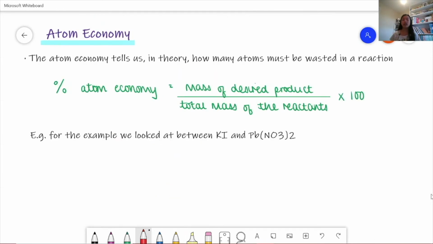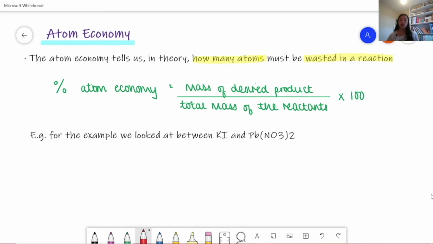Now we're going to go on to atom economy. So the atom economy tells us, in theory, how many atoms must be wasted in a reaction. So the way we work this out is dividing the mass of the desired product by the total mass of the reactants. And so, for example, we're going to look back to our example when we worked out the percentage yield of the reaction between potassium iodide and lead nitrate.